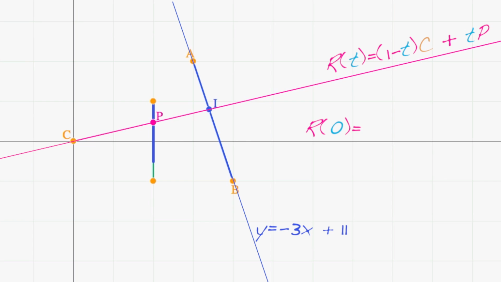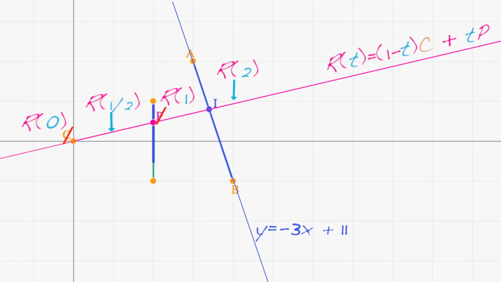Notice what happens when t equals 0. 1 minus t is just 1, so r of 0 is C. And when t equals 1, r of 1 equals P. That's convenient because I can relabel C as r of 0, and I can relabel P as r of 1. r of 1/2 would be exactly halfway between C and P. Values of t greater than 1 name points on the ray off in the scene beyond P. Before we continue, get some experience using this kind of parametric function in the next exercise.